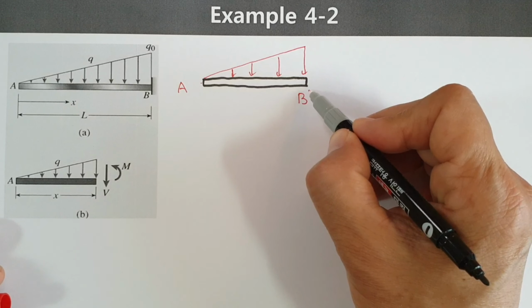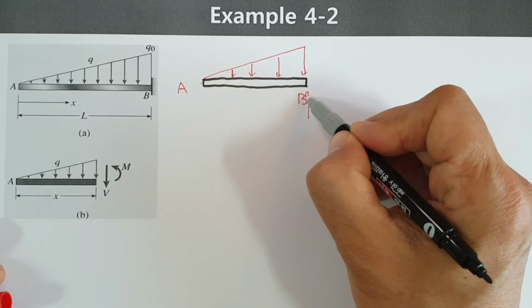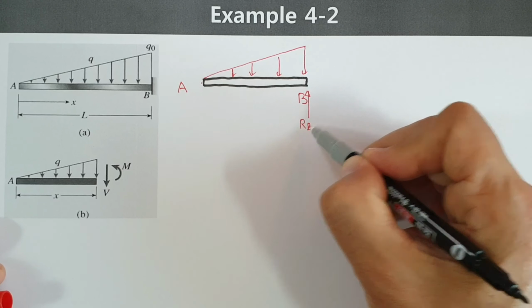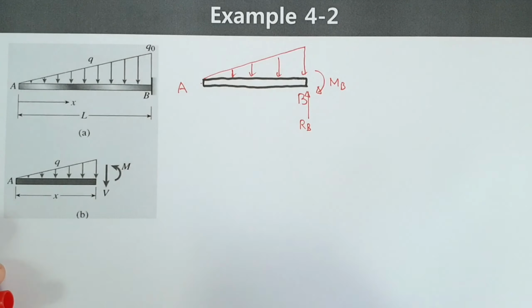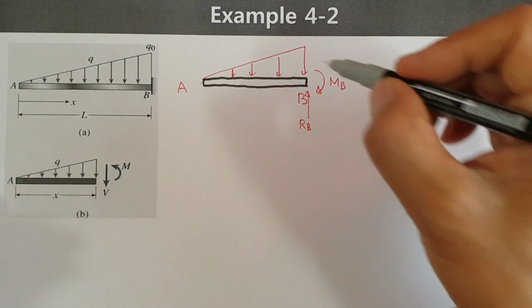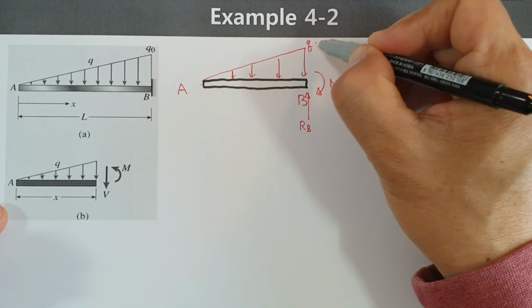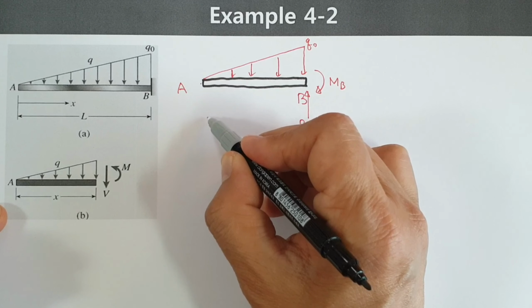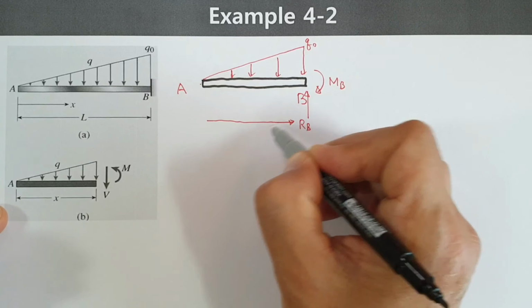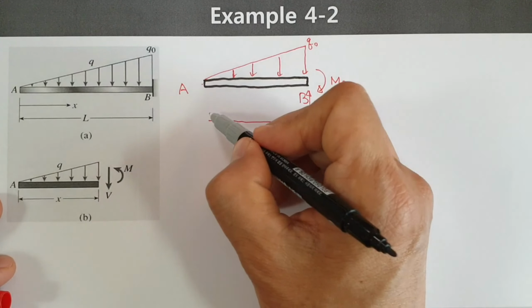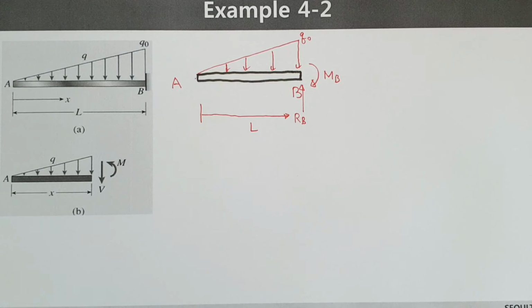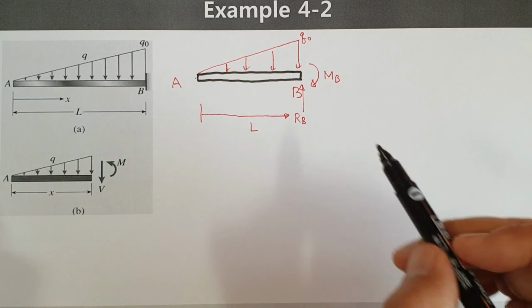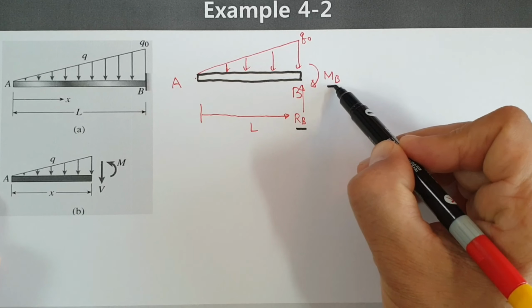When you isolate this, then we can draw it like this one. Let's say RB and this amount, and moment MB. The free body diagram is okay. This one is Q0 and the length is, let's say, L. This length is L, on the left side. Okay, now we would like to calculate RB and MB.